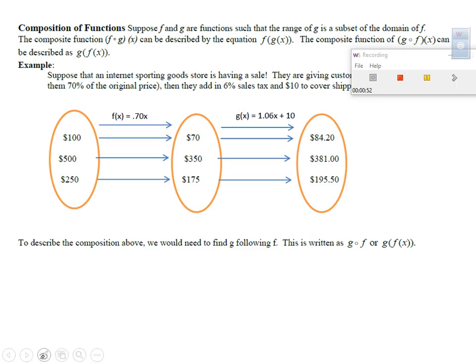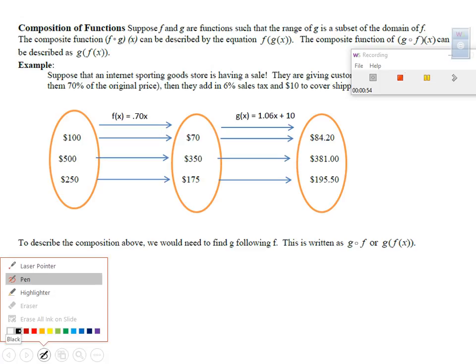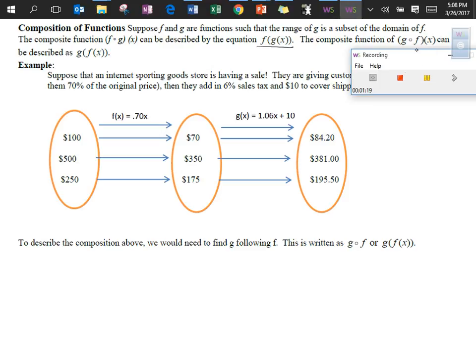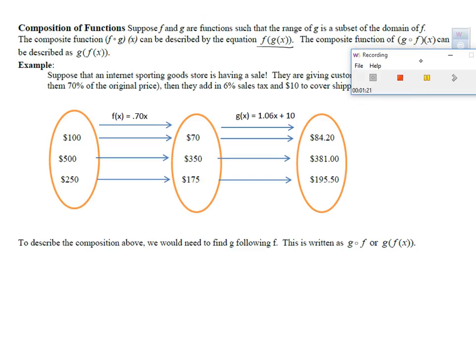But here's where I need to go with you guys first. I made this example up, so it looks like it has word problems in it, but check out these directions real fast. It says, suppose f and g are functions such that the range of g is a subset of the domain of f. The composition can be described as f of g of x. Sounds kind of complicated. Let me give you a real-life example for this, and I think once you see it, it'll be a little bit easier.